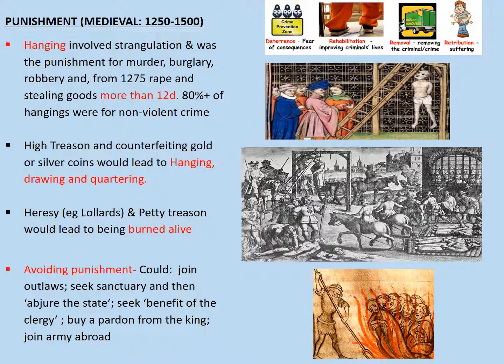So if you went to a church and stayed there for a certain number of days, got the bishop or the local priest to support you, you would be allowed to abjure the realm. That means you'd have to leave the kingdom. Basically, medieval people were saying, we don't want you here, go and cause a problem in another country. You could seek benefit of clergy, so you could say you were part of the clergy, for which you'd have to recite part of the Bible.